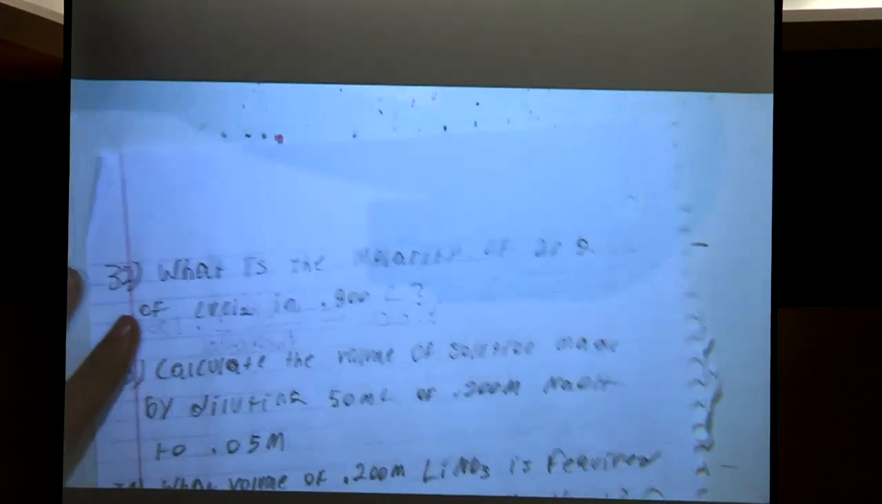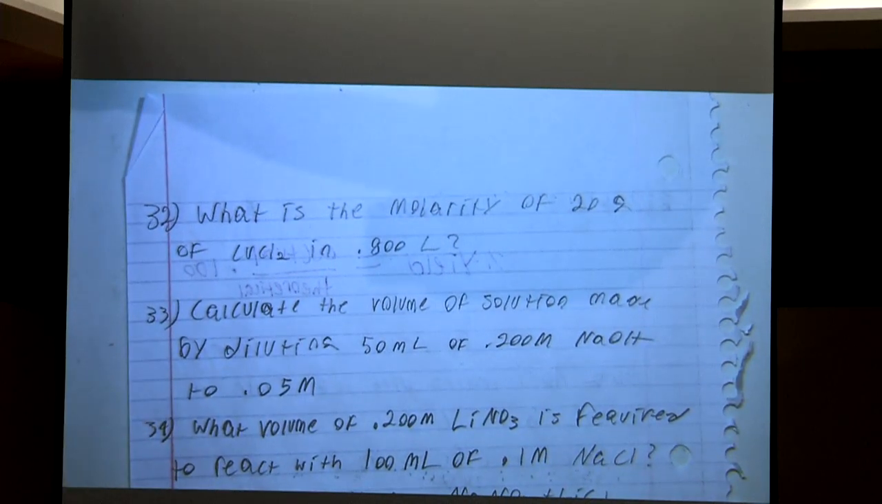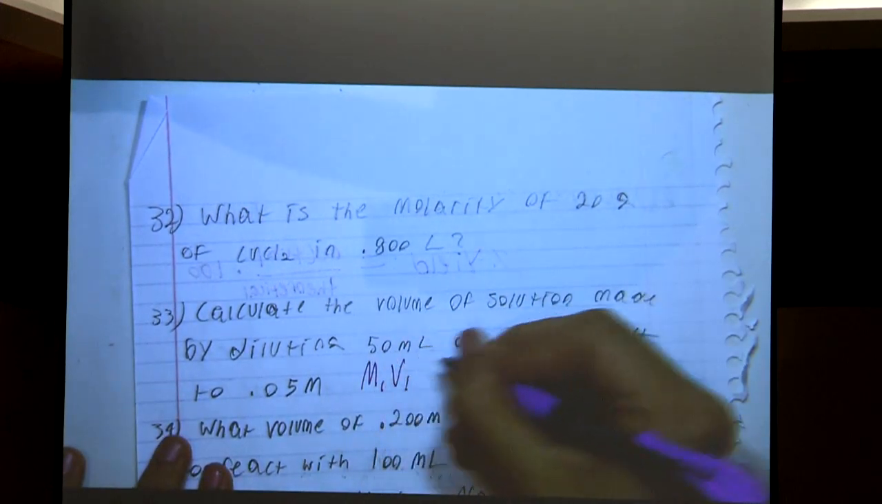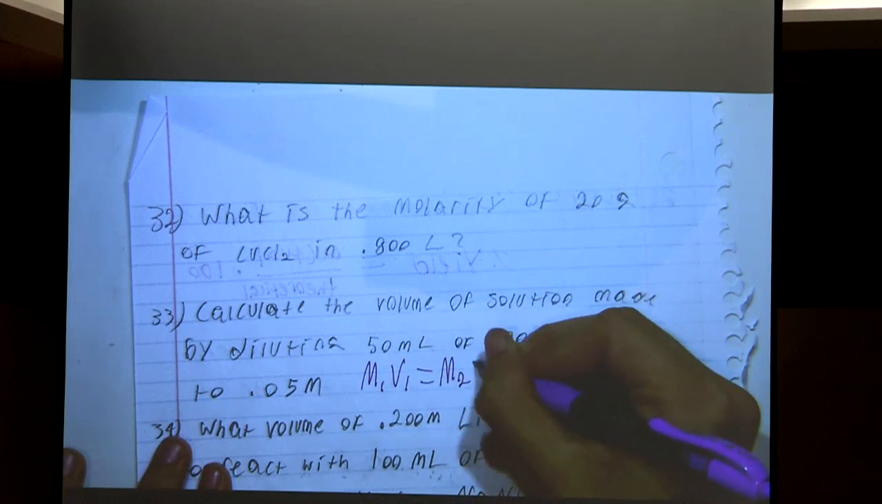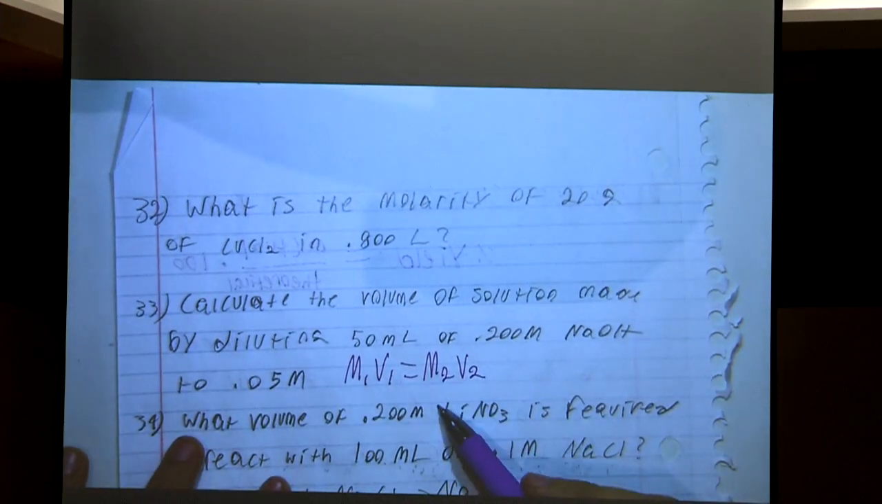So problem 33. Calculate the volume of solution made by diluting 50 milliliters of 0.2 molar sodium hydroxide to 0.05 molar. What's our formula for dilution? I'll just give it to you. M1V1 is M2V2. That should be ringing a bell, hopefully.